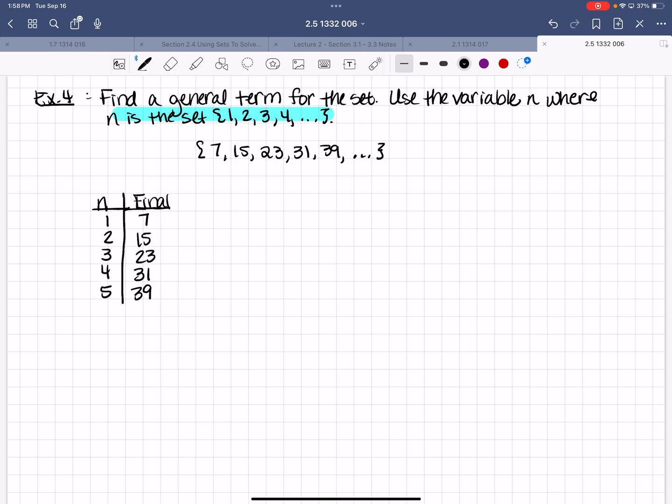Now you're going to tell me how I move from 7 to 15, 15 to 23, 23 to 31, and 31 to 39. We're going to see if it's all the same. It needs to be the same. 7 to 15, you were right, plus 8. How about 15 to 23? Is it 8? Yep. How about 23 to 31? Yep. And 31 to 39?